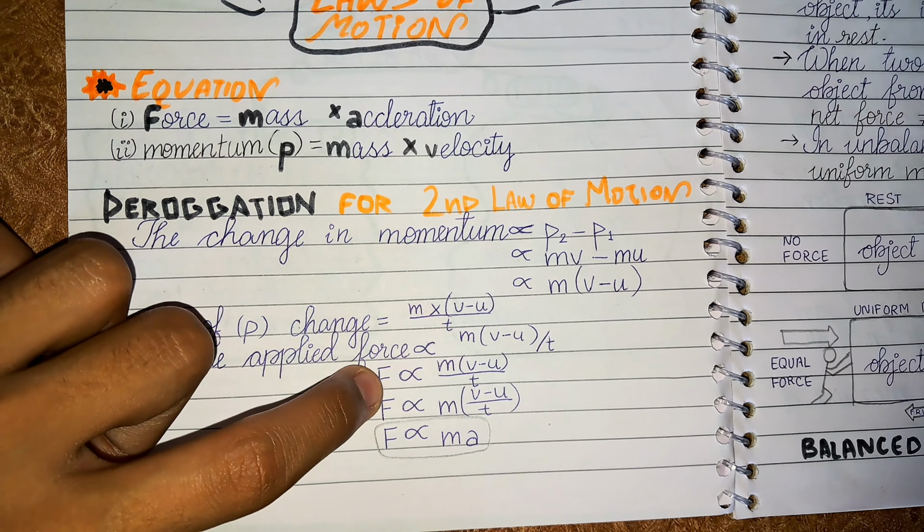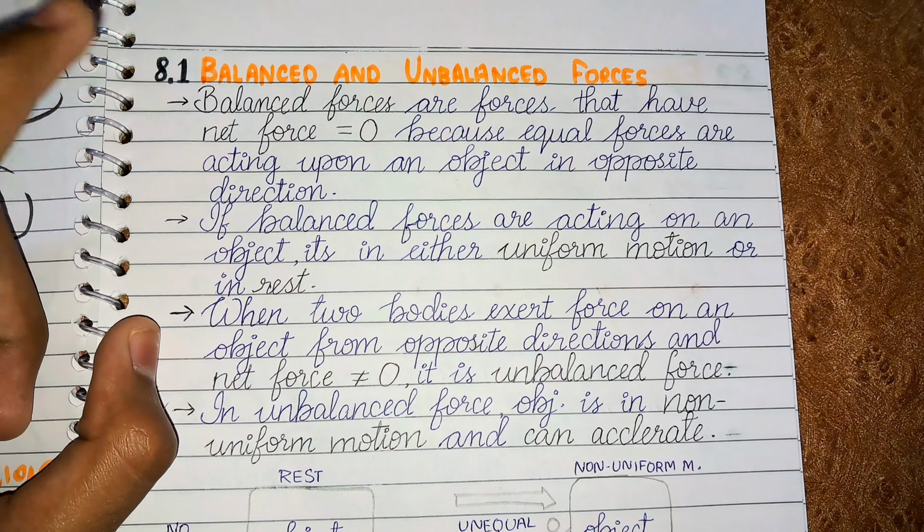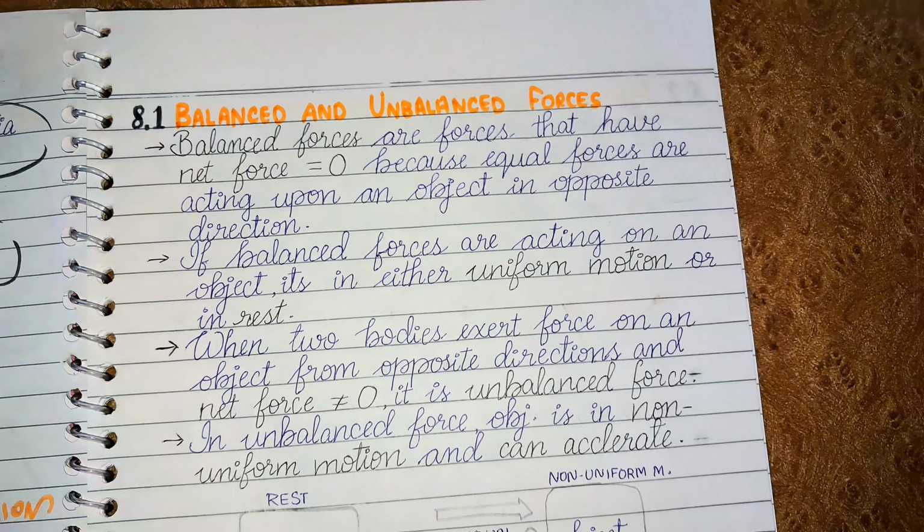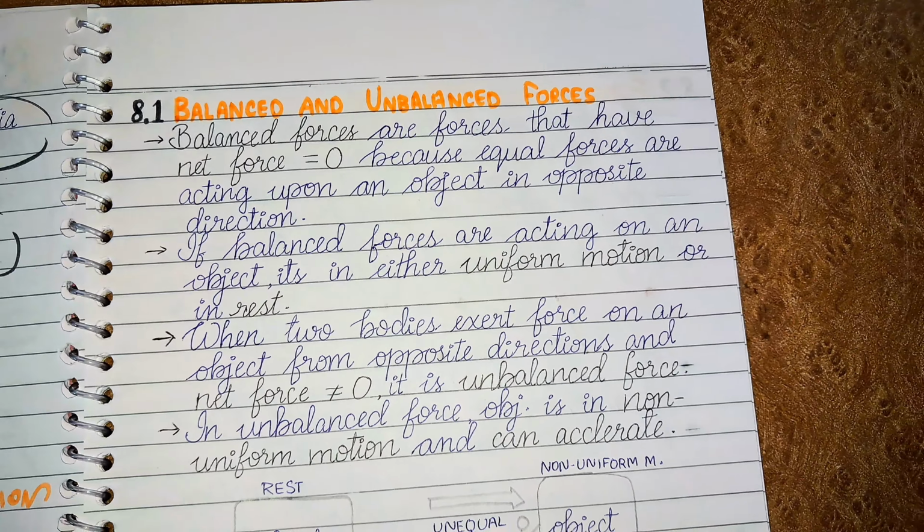Then comes the topic wise notes. Balanced and unbalanced forces, easy explanation. Then remember, always there is one force and opposite friction. Balanced forces have net force 0, while unbalanced forces have net force not equal to 0. Balanced forces can keep an object at rest or at uniform motion, while unbalanced forces can make them move with non-uniform motion.